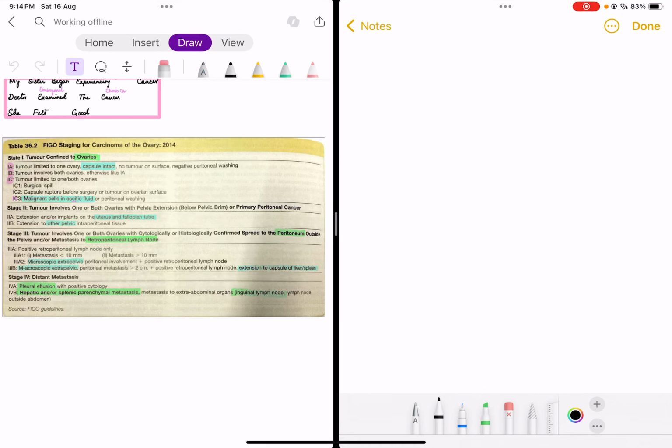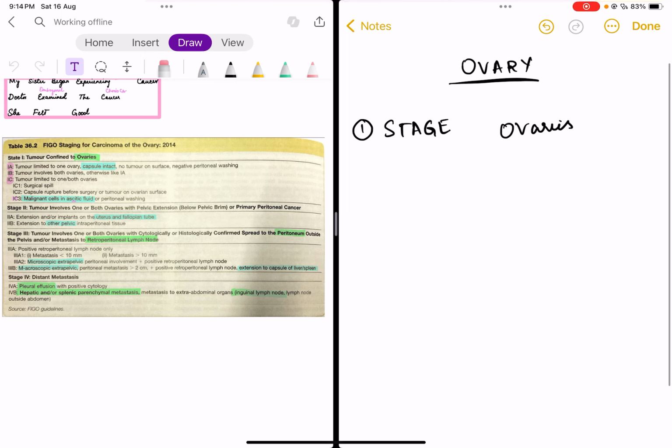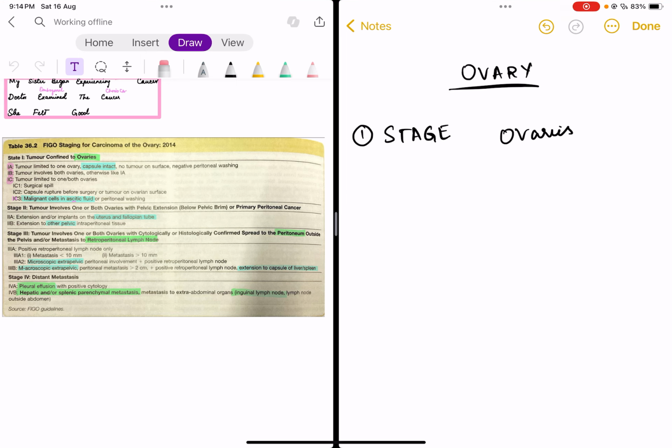So today we are going to look at the mnemonic for FIGO staging for carcinoma of the ovary. So first is stage 1. As we all know, be it cervical cancer or endometrial cancer, stage 1 is always tumor confined to the particular cancer. That is, in stage 1 of CA ovary, it would be tumor confined to ovaries. So other than CA cervix or CA endometrium, CA ovary has got 1A, B and C. So what are the A, B and C?